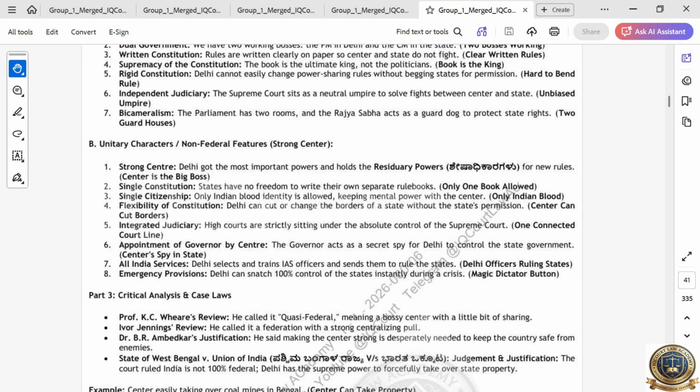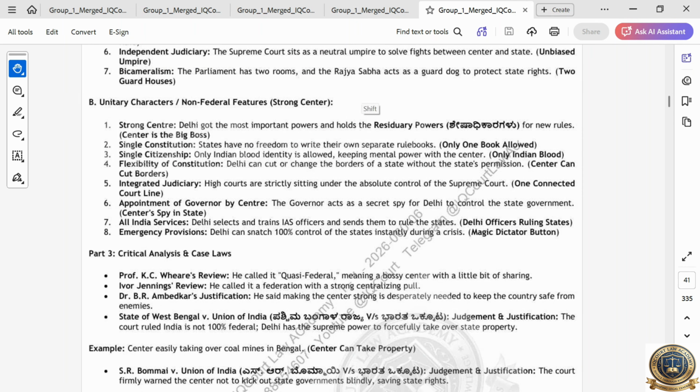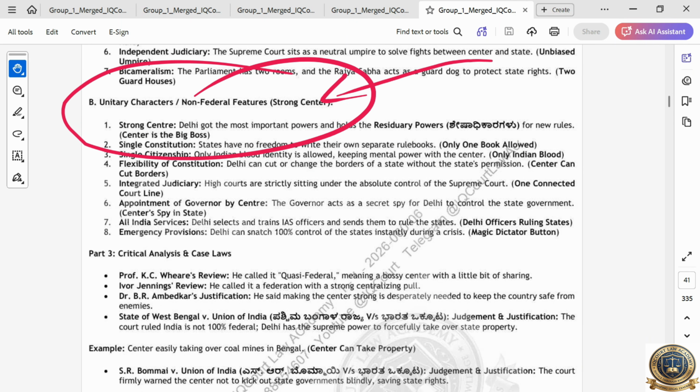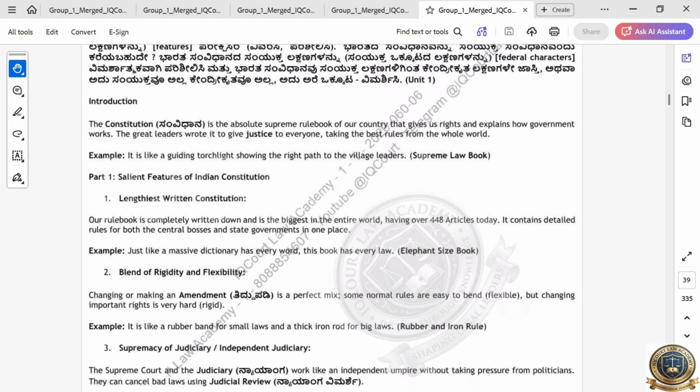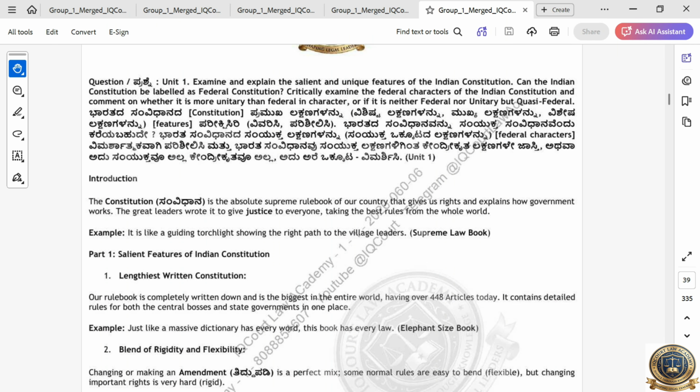What characteristics are there? Unitary or non-federal characteristics, means strong central, all power will be with the central government, like that. We are having both characteristics in our constitution. That is the thing we have to explain for this question.